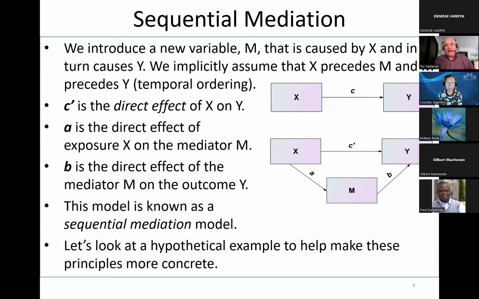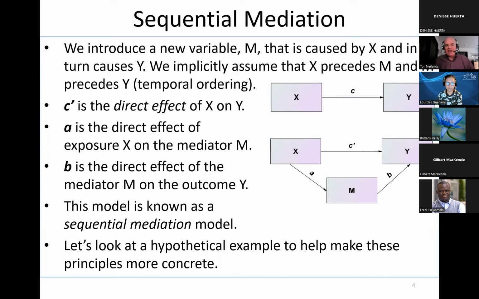But then if you look down here at the one on the lower portion of the figure panel, what we see is some additional information. First of all, we'll notice that C has changed to C prime, and that's because C prime is the direct effect of X on Y, conditional on having M in the model.